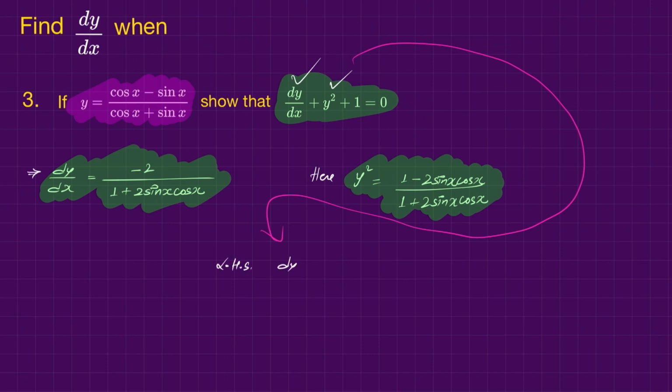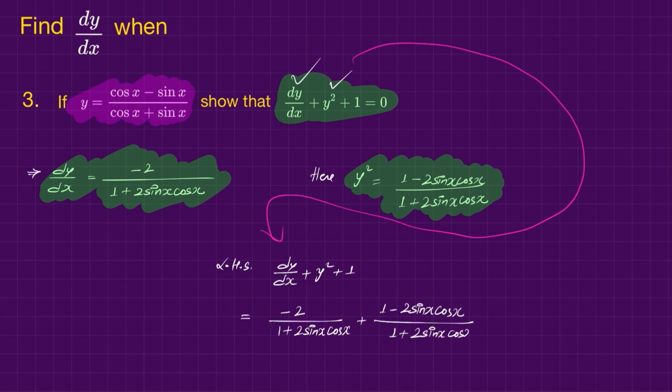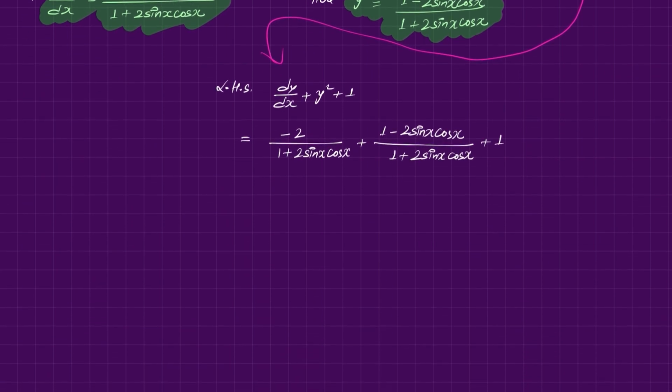So that is dy over dx plus y square plus 1. This will be equal to, since we know the value of dy over dx, that is minus 2 by 1 plus 2 sin x cos x, plus the value of y square, which is 1 minus 2 sin x cos x over 1 plus 2 sin x cos x, plus 1. So now let us simplify it.